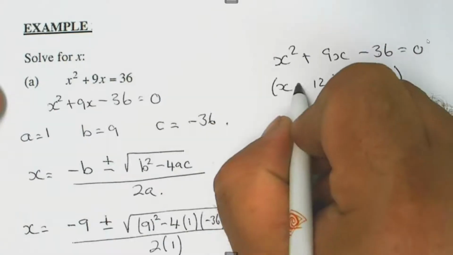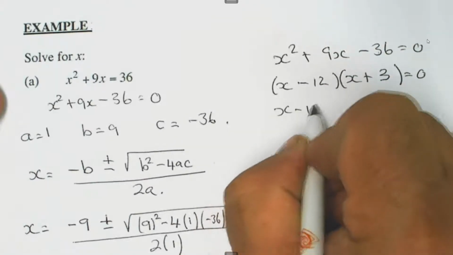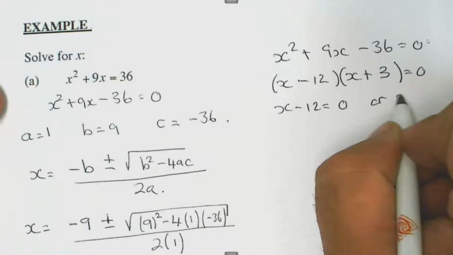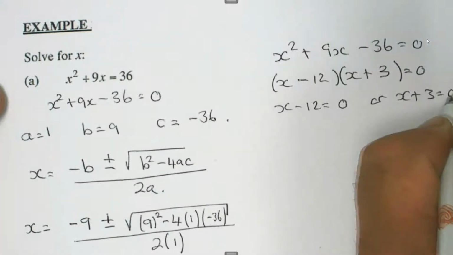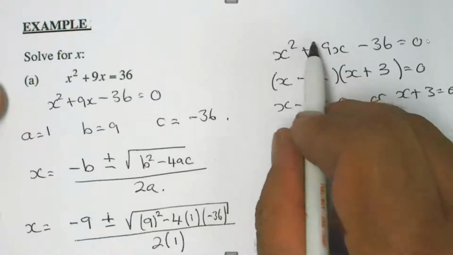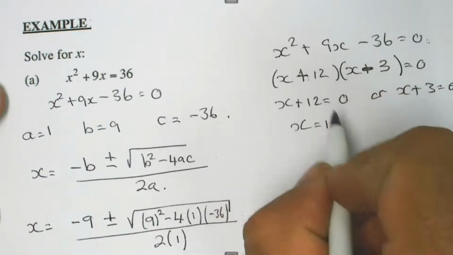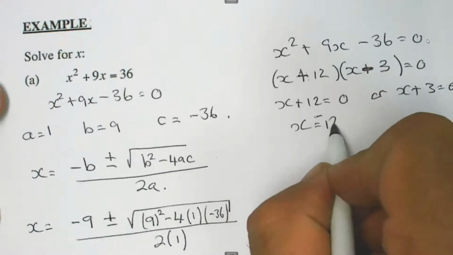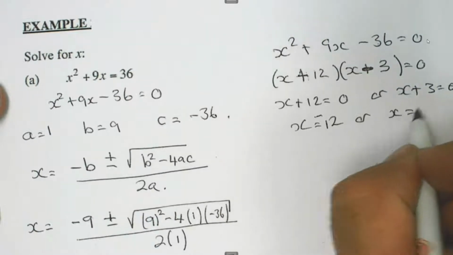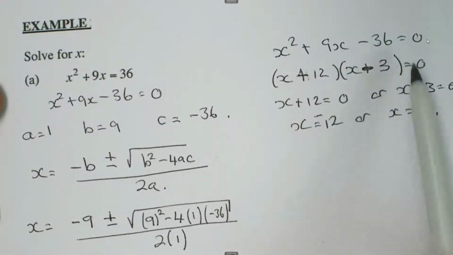Opposite sign, so it's negative, positive is equal to 0. So x minus 12 is equal to 0, or x plus 3 is equal to 0. X is equal to, in this case, we need plus 12. So it's plus here and minus here, and therefore x is equal to negative 12, or x is equal to 3. So I would have got exactly the same answer if I used factors, but they asked me to use the quadratic formula.